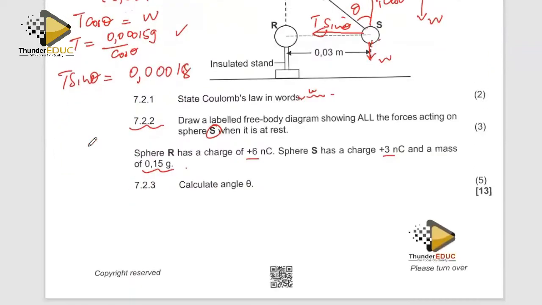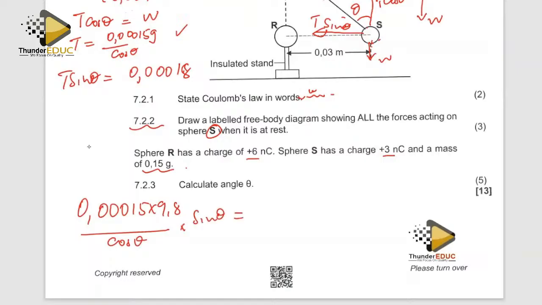Then where there is T, I can replace it with this whole thing. Meaning that I'm gonna have 0.00015 multiplied by 9.8 over cos of theta, multiplied by the sine of theta, which should give me 0.00018. You can use your simplified decimals or exponents, and then you're good to go. Then I'm gonna divide this thing on the other side, and we see what we end up with. So we know that sine over cos gives us the tan of theta.